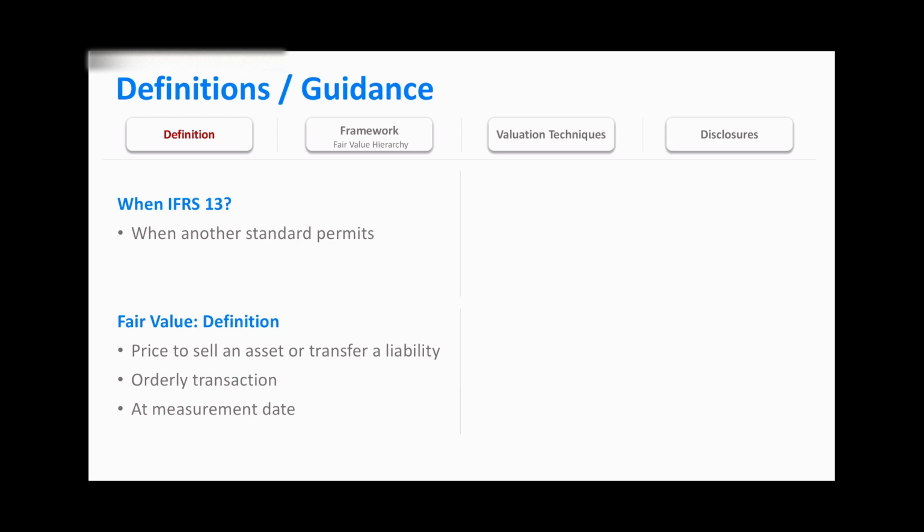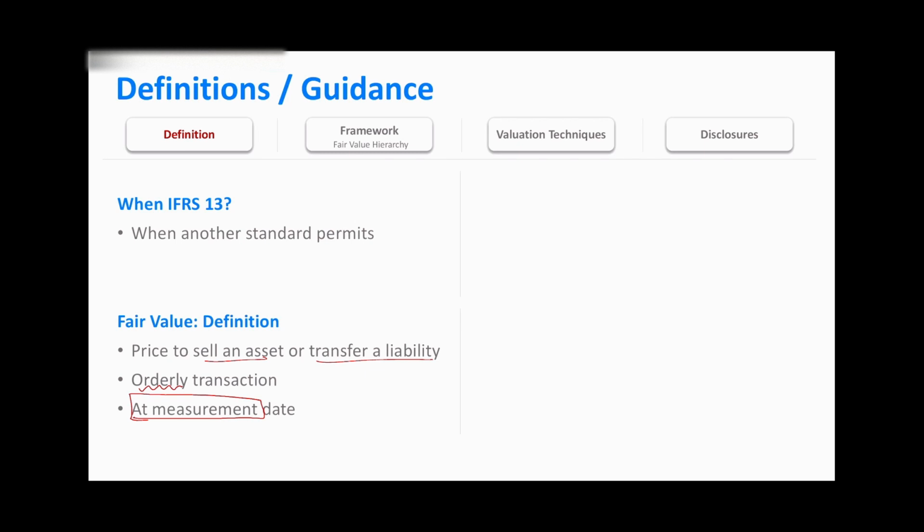It is a price that would be received to sell an asset or an amount paid to transfer a liability. It has to be an orderly transaction, i.e., it is not a fire sale. And then it is on the measurement date. So if there are any adverse market conditions on a measurement date, for example, like the COVID-19 pandemic, then fair value should consider the decline in market value because it is on that measurement date.